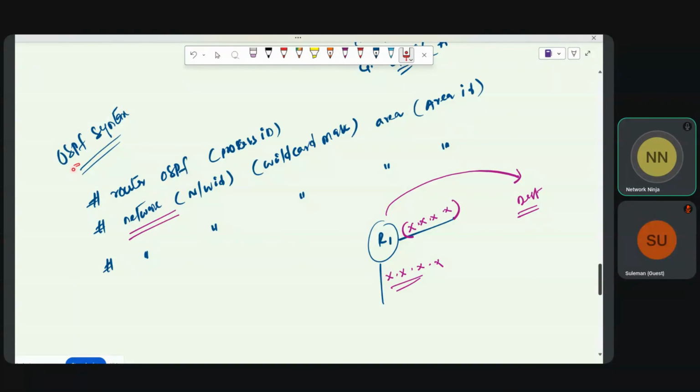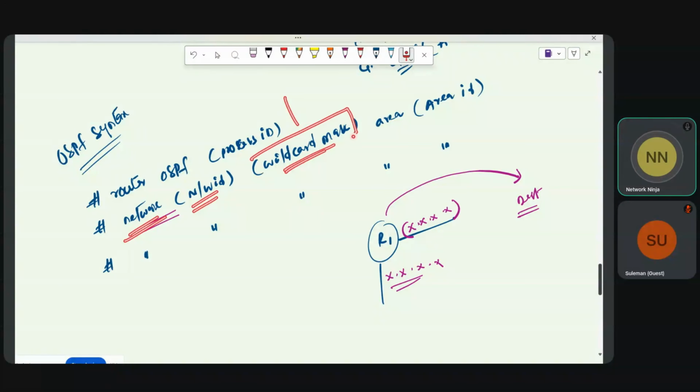To configure OSPF, the syntax is router ospf and the process ID. The process ID is only locally significant. In one router you can use 10, in the other router you can use 20. That's not going to cause any issue. But this one has to be matched: network, network ID, and the wildcard mask.